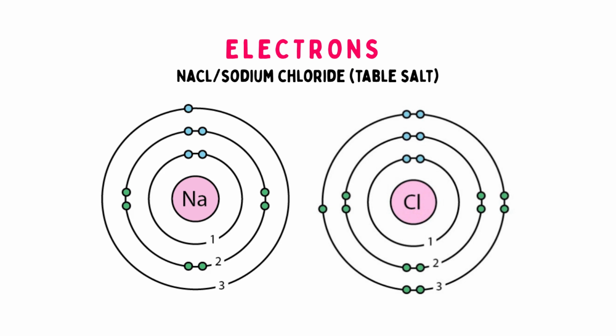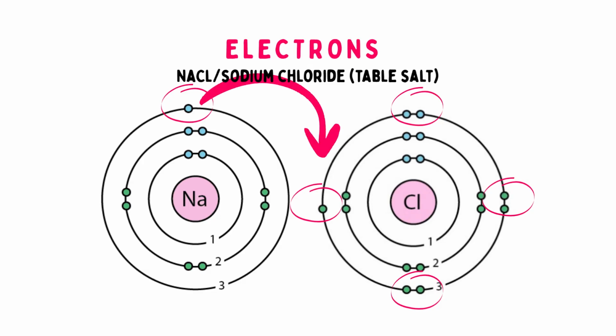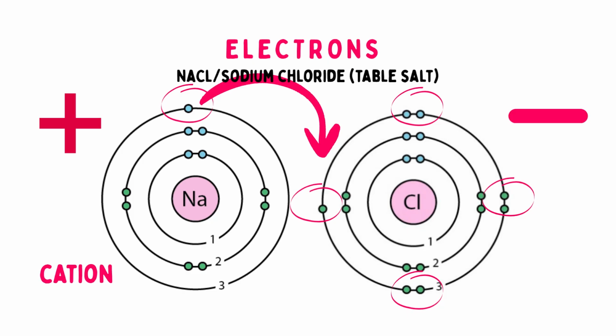Let's look at a different example. Table salt, NaCl. Sodium has 1 valence electron. Chlorine has 7 valence electrons. Instead of sharing, sodium gives its extra electron to chlorine. This makes sodium a positively charged atom known as a cation, and chlorine a negatively charged atom known as an anion. Because opposite charges attract, they stick together.